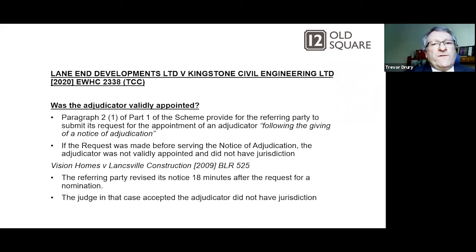Was the adjudicator validly appointed? So paragraph 2.1 of part 1 of the scheme provides that the referring party is to submit its request for the appointment of an adjudicator following the giving of a notice of adjudication. If the request was made before serving the notice of adjudication, which it was here, then the adjudicator was not validly appointed and did not have jurisdiction.